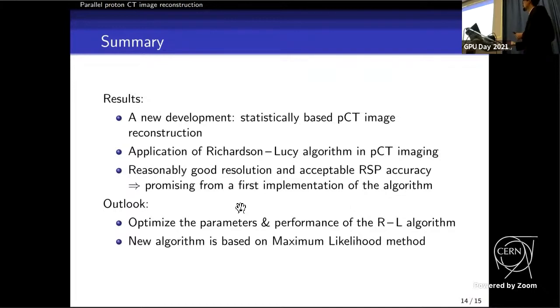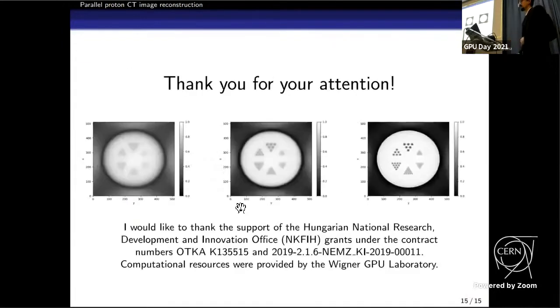And I applied the Richardson-Lucy algorithm, and I reached reasonably good spatial resolution and acceptable relative stopping power resolution with this algorithm. So I will continue this work and optimize the parameters and the performance of this algorithm. Later I plan to develop a new algorithm, specially designed for proton image reconstruction, based on the maximum likelihood method. Thank you for your attention.